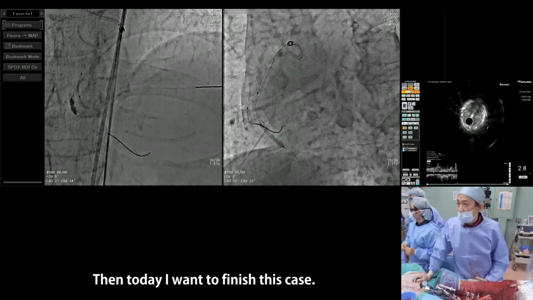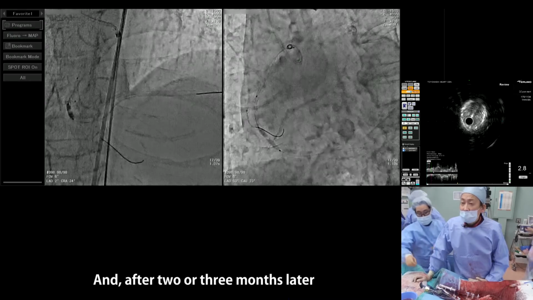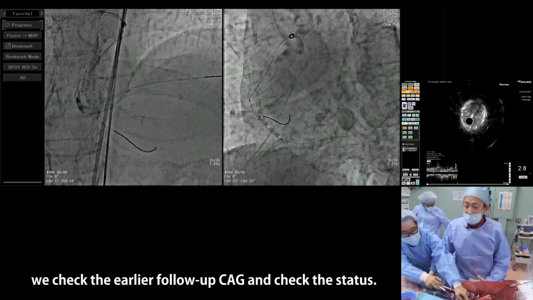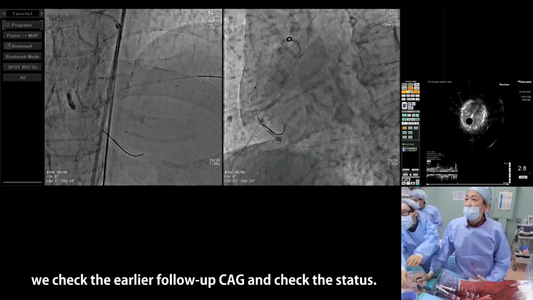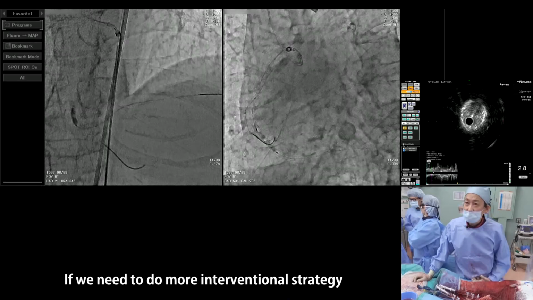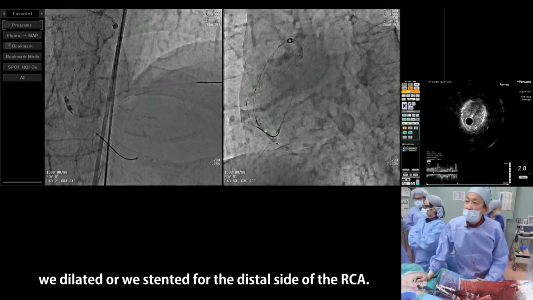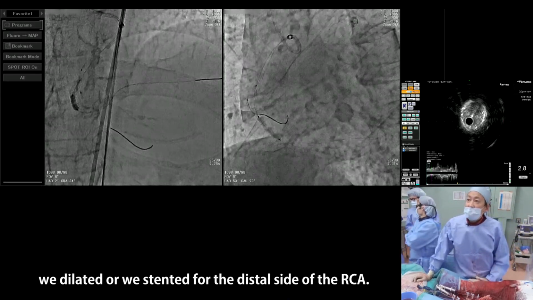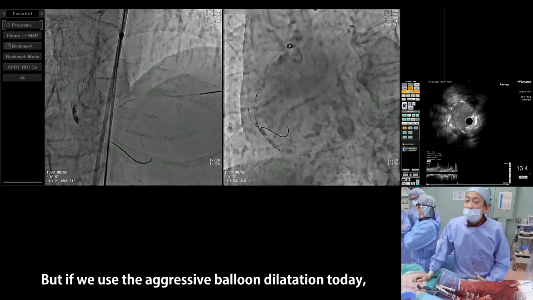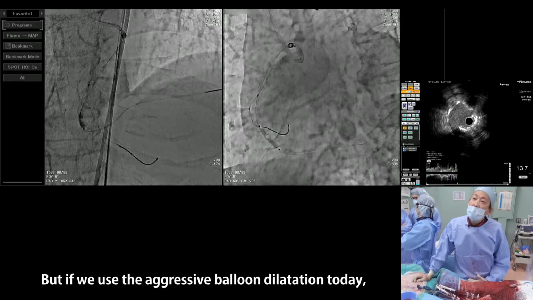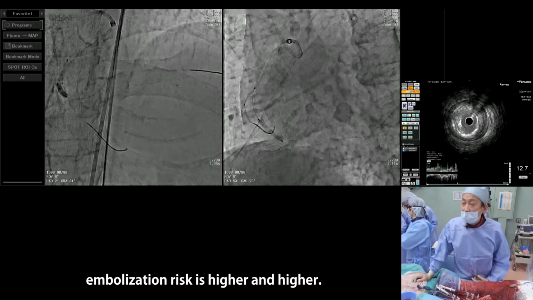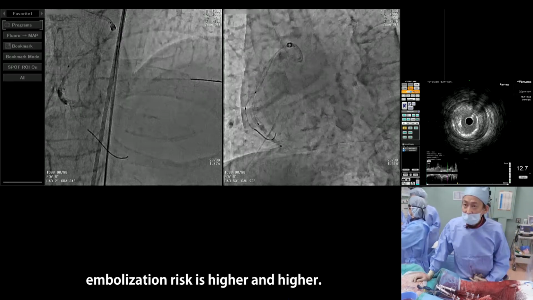But today I want to finish this case. And 2 or 3 months later, we will check an early follow-up CAG and check the status. If we need a more interventional strategy, we dilate and stent the distal side of the RCA. But if we use aggressive balloon dilatation today, the risk of embolization is higher and higher.